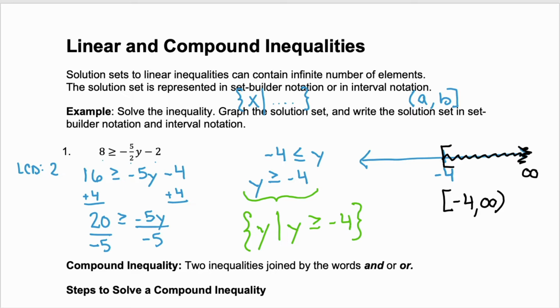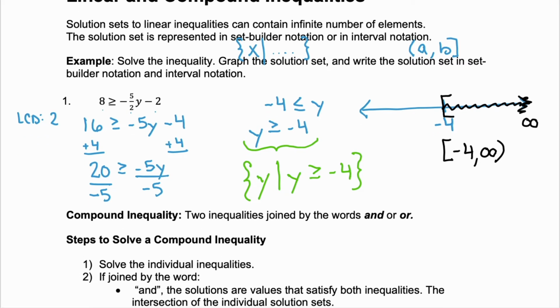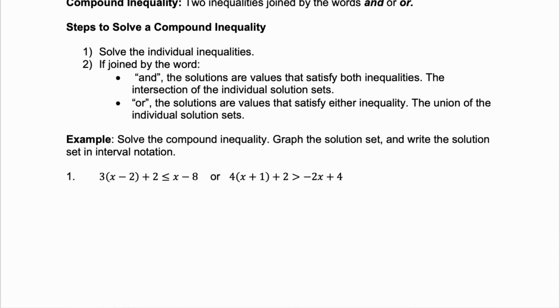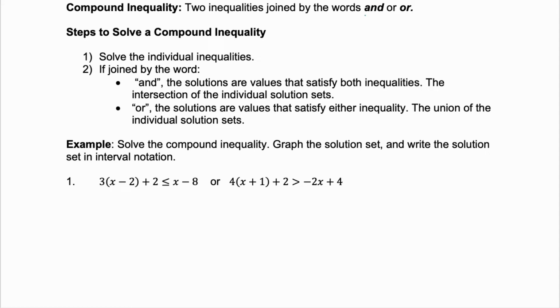Okay, what if we have a compound inequality? A compound inequality is simply two inequalities at the same time, and they're joined by the words and, or. We have two steps to solving this compound inequality. Step 1, you solve each individual inequality. So you're getting it down to the variable, is greater than, less than, equal to, and the constant. And then we determine what we have based on the and or the or. So let's stick to step 1 right now, and we're going to solve each of these individual inequalities.